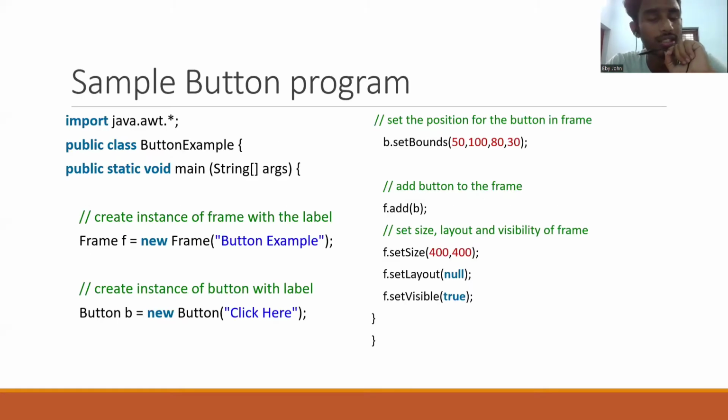For example, in this program, we are importing the java.awt.* package into this code. And next, we will open the main class and then we will create an object of the Frame and we will label it as Button Example. And next, we will create an object of the Button b and we will also label it as Click Here button. Then next we will set the position of the button in the frame and we will add the button onto the frame by using the function add. Then we will set the visibility and size of the frame.